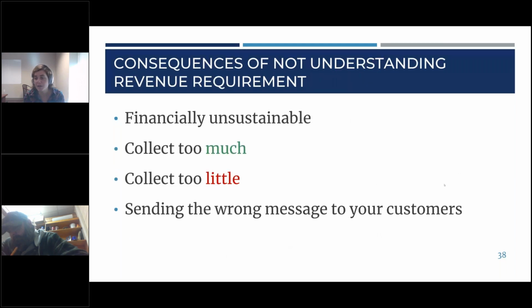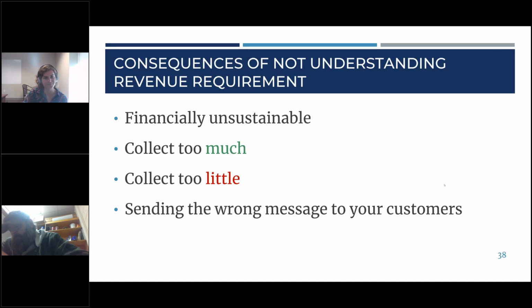And the consequences of not understanding that revenue requirement can be quite significant. It could result in the utility not being financially sustainable. It could mean that the utility collects too much. It could mean that the utility collects too little, or it could send the wrong message to your customers. Again, if you're thinking about the communication and public outreach components of the budgeting process, making sure that you understand the financial management of the system is an important PR and communication component of this whole process.